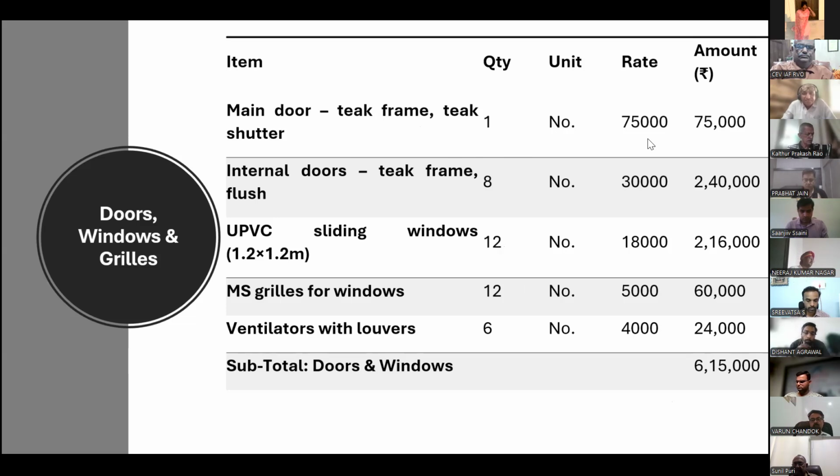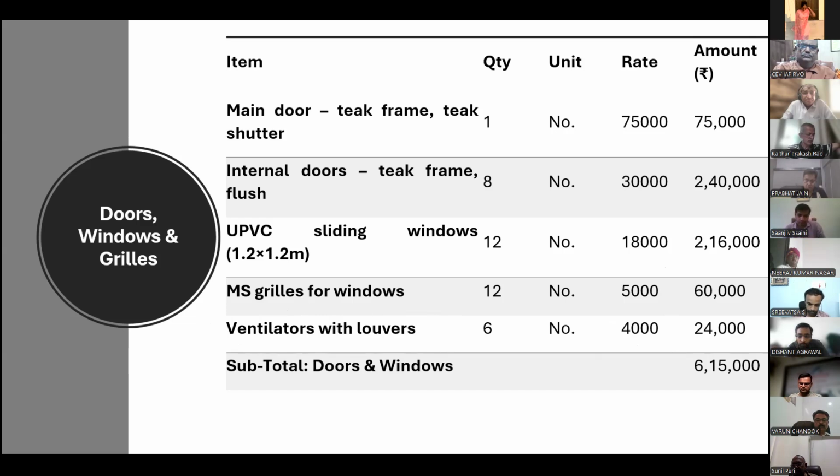Main door, it is of teak frame, teak shutter. It is one number, approximately 75,000. Then internal doors, teak frame flush doors, 8 numbers, 30,000 per door, 2,40,000. Then UPVC sliding windows, 12 numbers, 18,000 per window, 2,16,000. Then MS grills for windows, it is approximately 60,000.